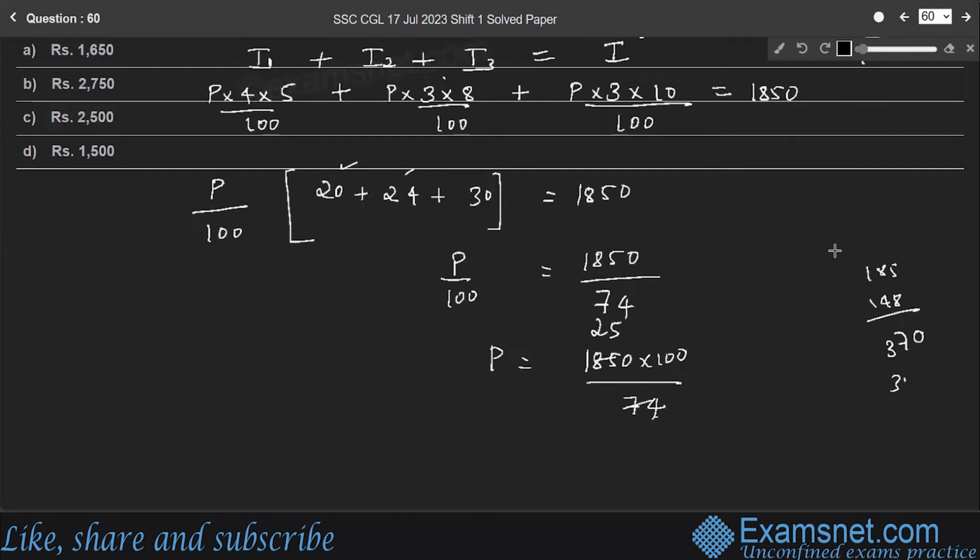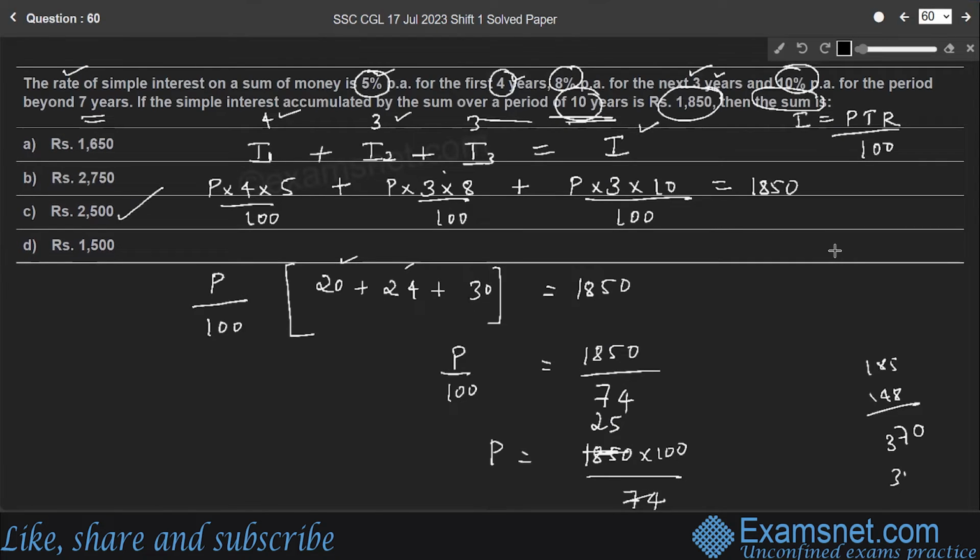Therefore, 74 into 25 is 1,850. So principal is 25 into 100, which is 2,500 rupees, the sum or the principal. So option C is the right answer. 2500 is the answer.